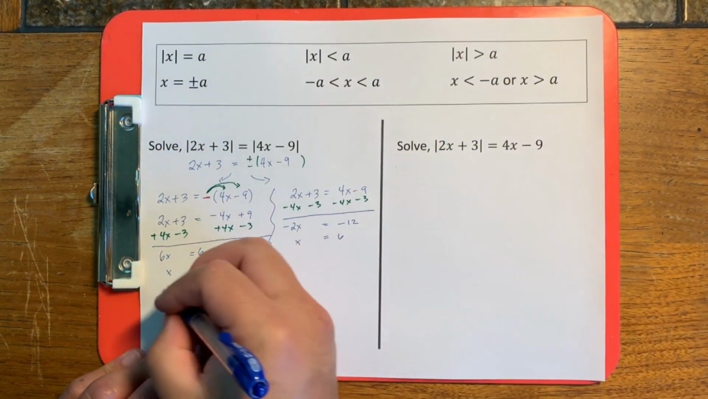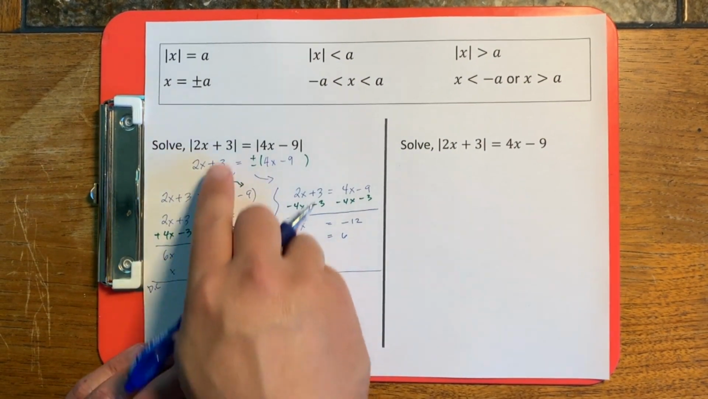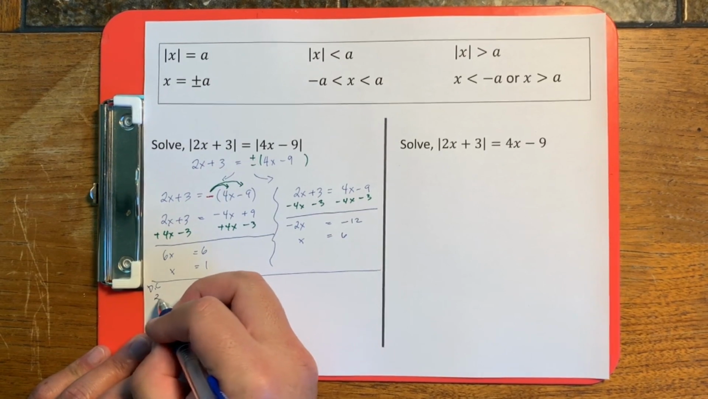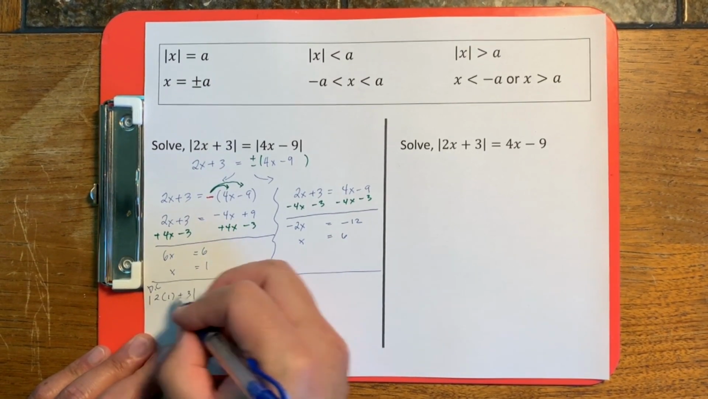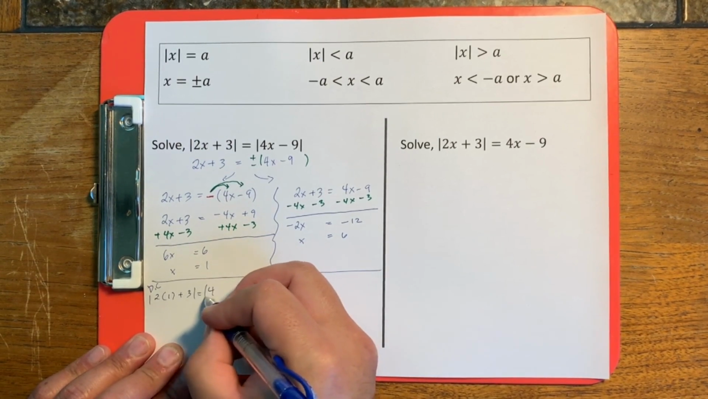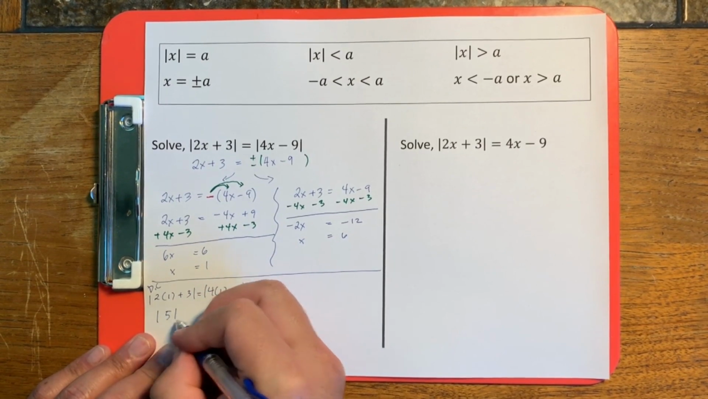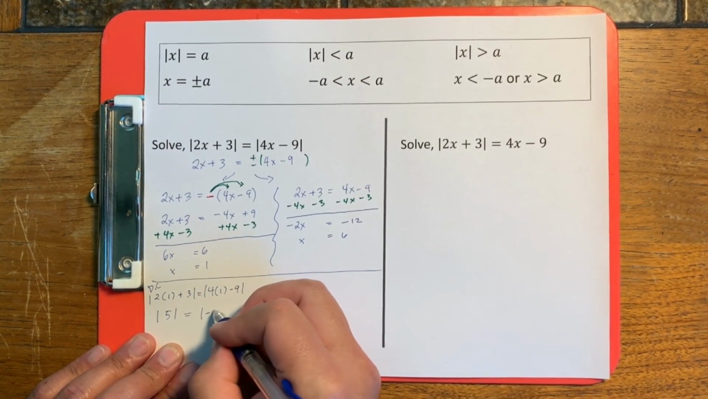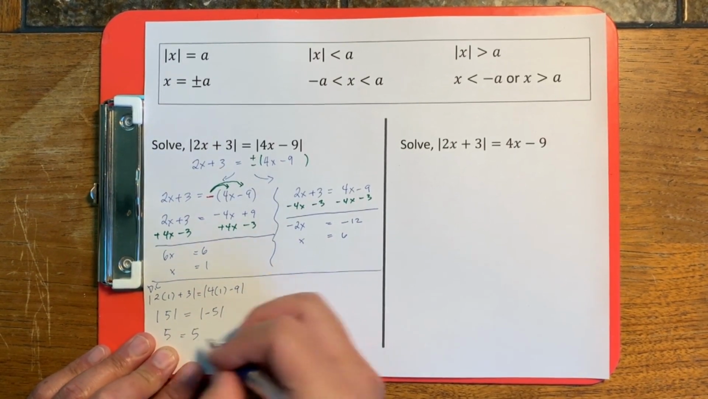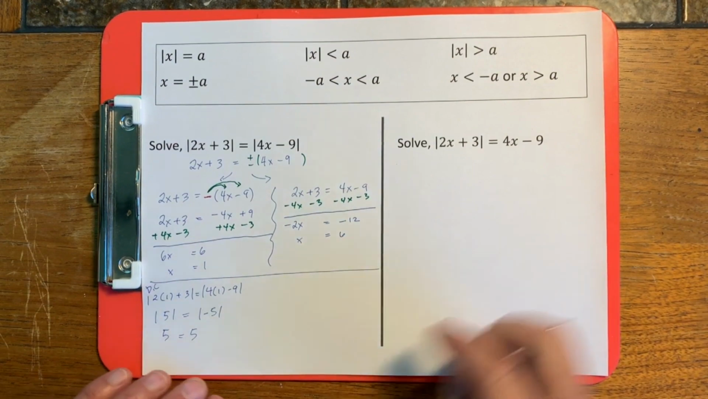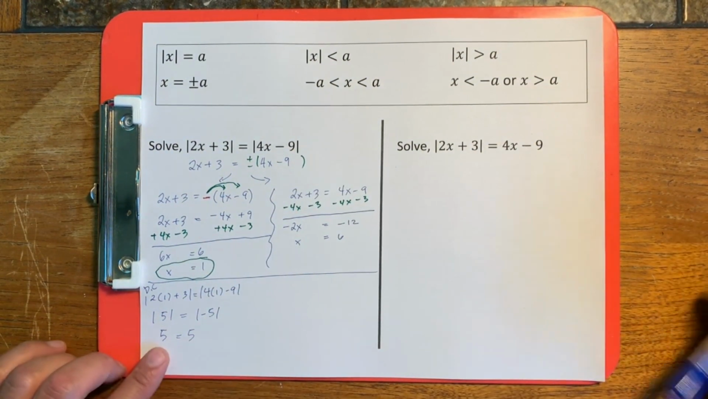Okay, now let's double check both of these. I'm going to plug in x equal 1 into here, and I'll get 2 times 1 plus 3 is equal to 4 times 1 minus 9. So over here I'll get 5 is equal to -5. And when we take the absolute values, we'll get positive numbers. And then boom, we're done. That's a good answer, because when I double check, I get a true statement.